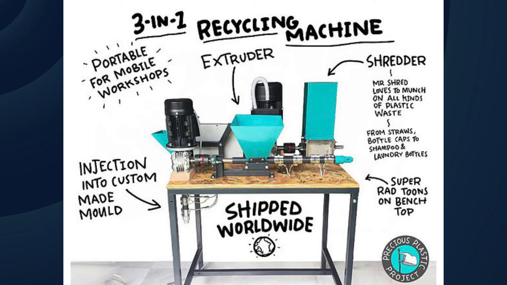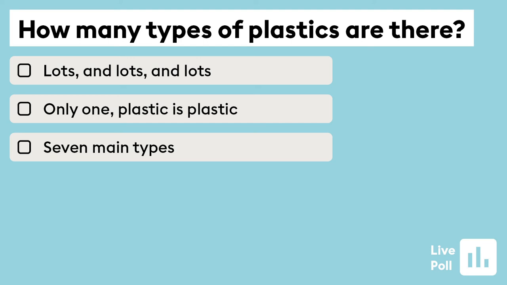Now, I want you guys to have a bit of a think about this and type in the chat box. How many different types of plastics do you think there are? Because if we mix them together, it can make not a very good product and things can go bad. So how many different types of plastics do you think there are? Anyone have any ideas in the chat box?